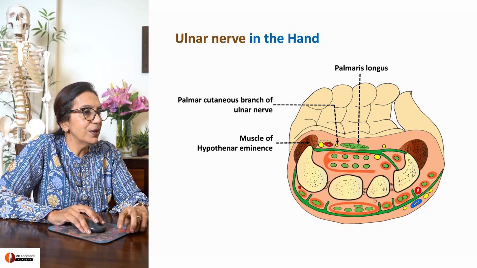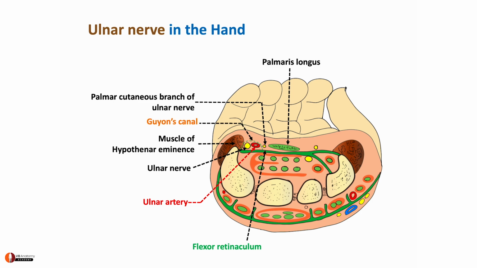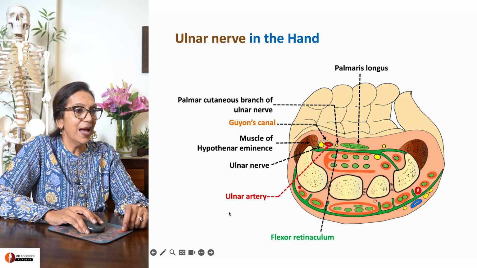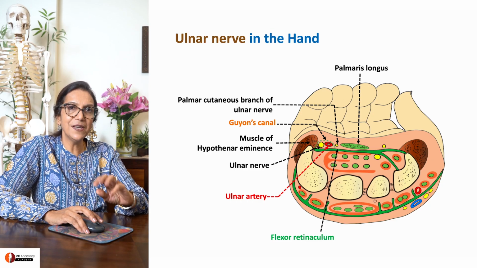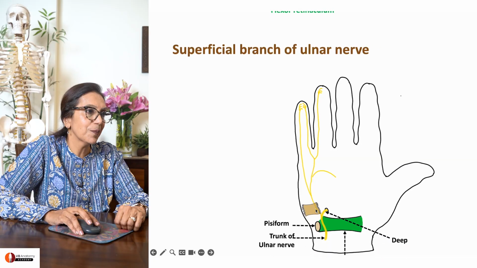I'm just going to show you the relation. See, this is your ulnar nerve, this is your ulnar artery. They are passing superficial to the flexor retinaculum. And if you look carefully, a portion of the retinaculum is passing over them too, converting the space into a canal, which is called Guyon's canal. Okay, and this Guyon's canal is like a fascial sheath that covers your ulnar artery and nerve together.